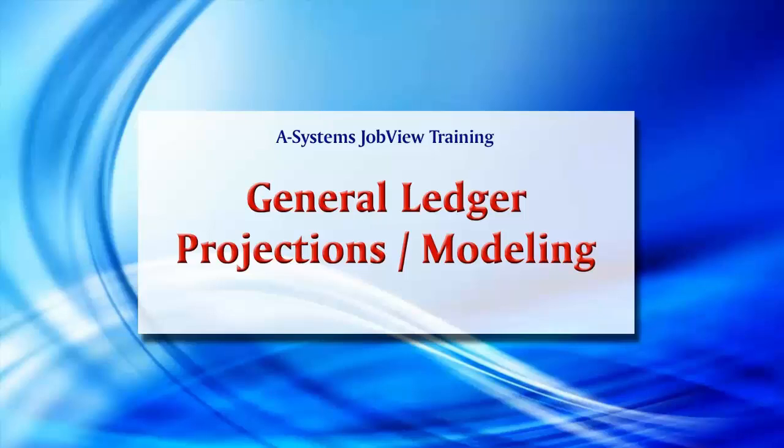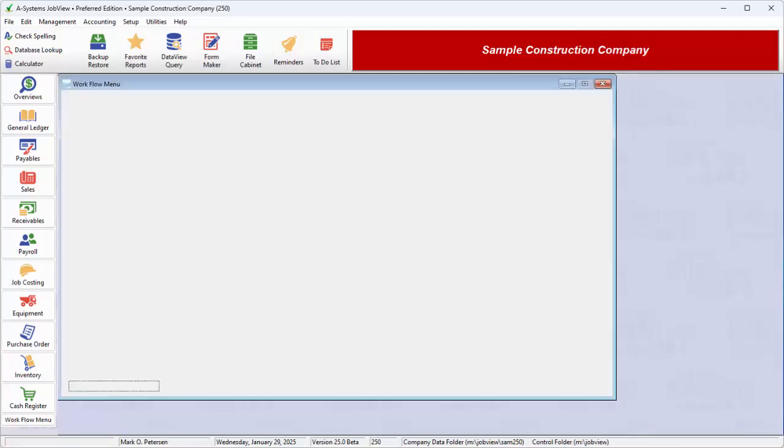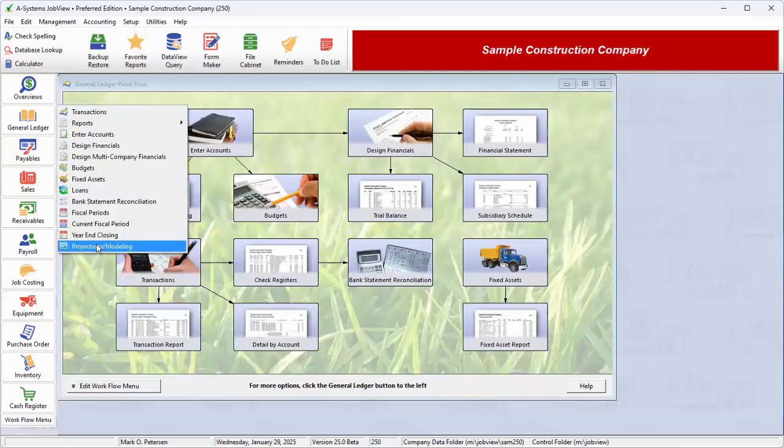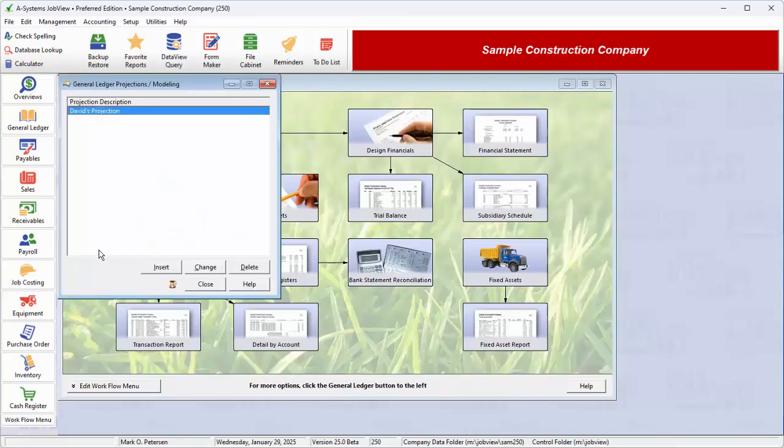To use this feature, select Projections Modeling from the General Ledger main menu. Here's a screen with a list box that will hold multiple projection models. We already see one projection that has been entered previously by David. We'll add a new one of our own by clicking on the Insert button.